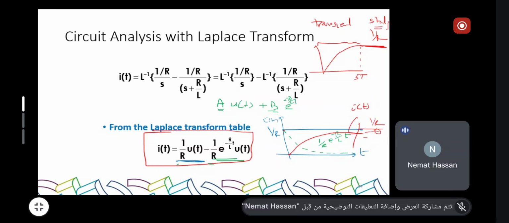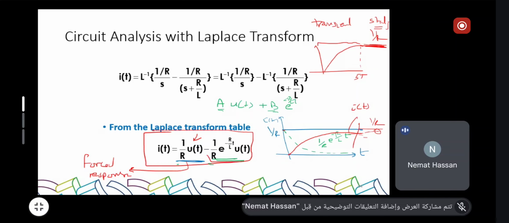Okay, so we have the steady state. And if you notice, the steady state follows u of t, which was the input voltage. So this term we call the forced response. Why is it forced? Because it's dependent on the external input that we apply to the circuit. We force the circuit to it.